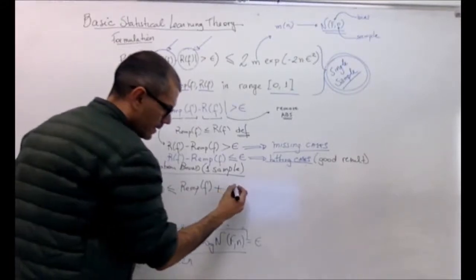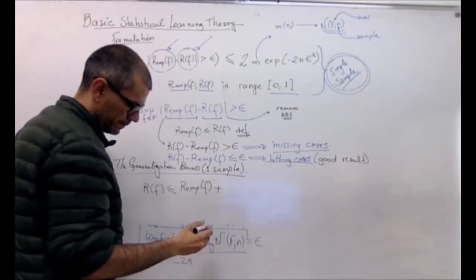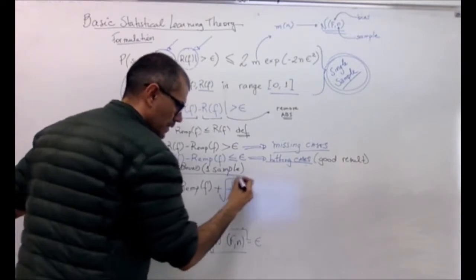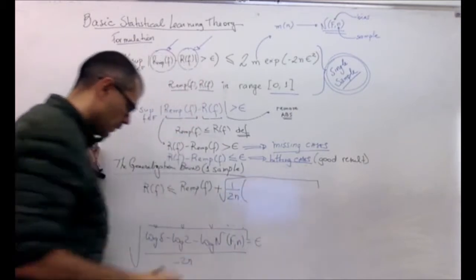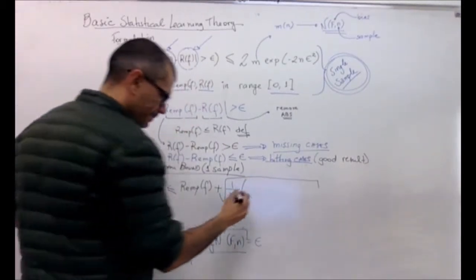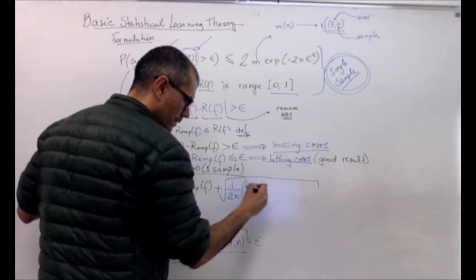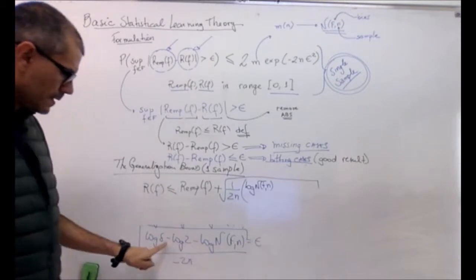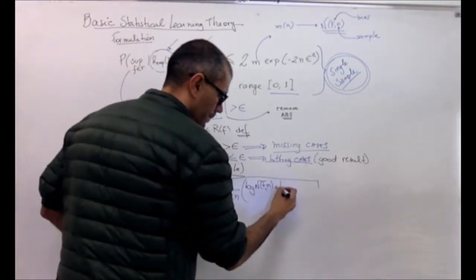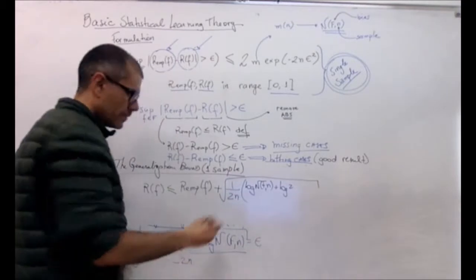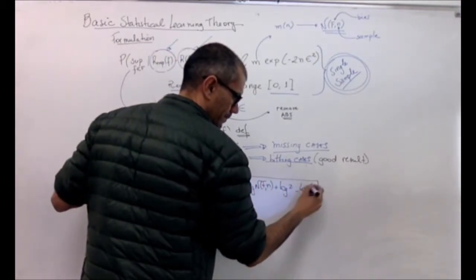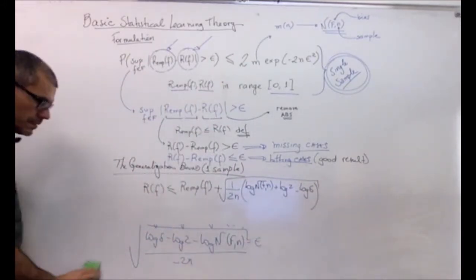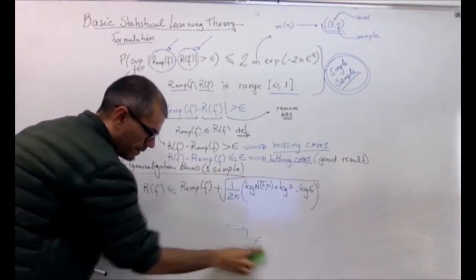It will be like 1 over 2n, the square root of 1 over 2n, multiplied by log of the scattering coefficient plus log of 2 minus log delta.